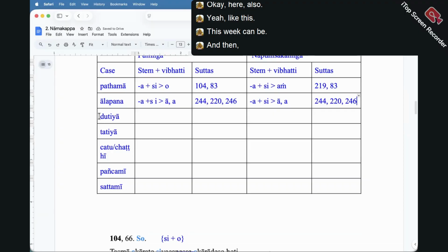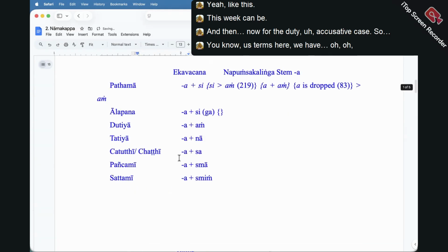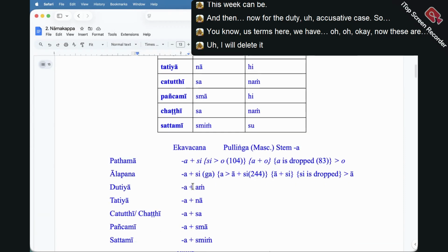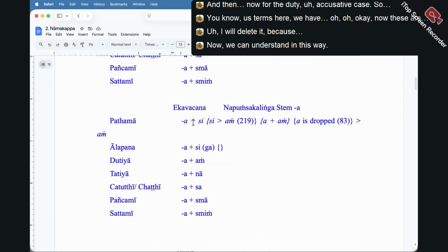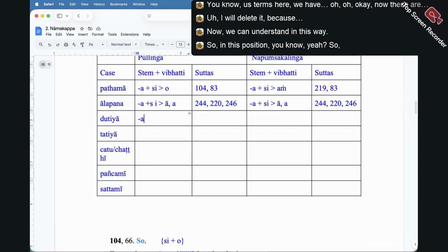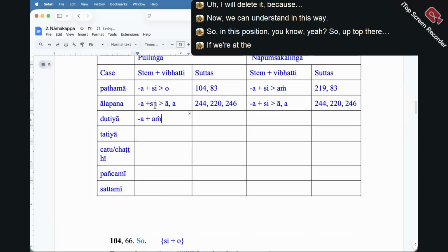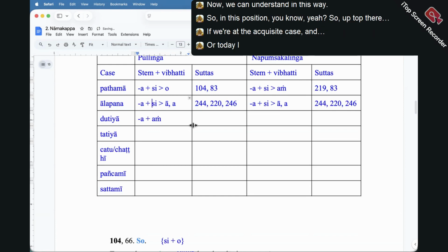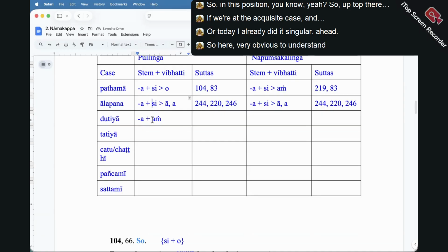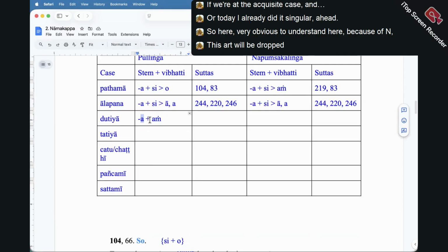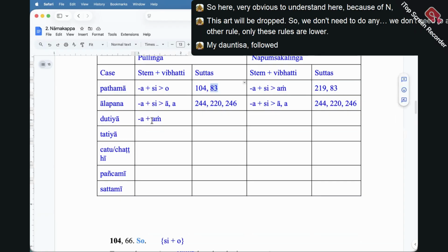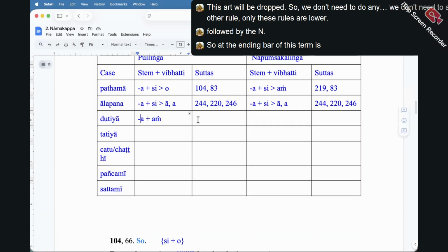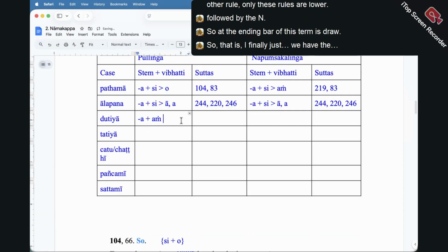And now for the Dutiya, the accusative case. So, R stems here we have. I will delete it, because now we can understand in this way. In this position, Dutiya, after that, if we add the accusative case, the Dutiya singular, the ending 'am', here it is very obvious to understand that because of 'am', this R will be dropped. So we don't need to apply any other rule, only this rule, Sralopo Madesa, 'a' and 'adesa' followed by the 'am'. So the ending vowel of the stem is dropped. That is why finally we just have the 'am' in this way.